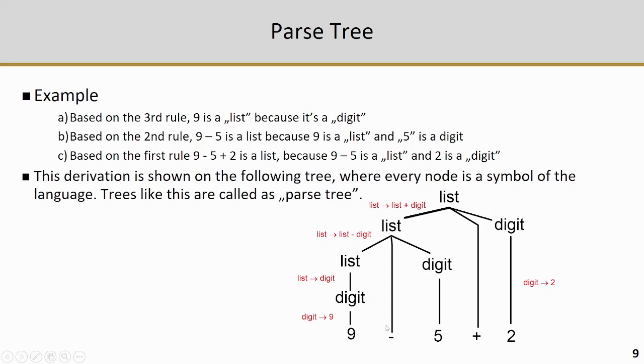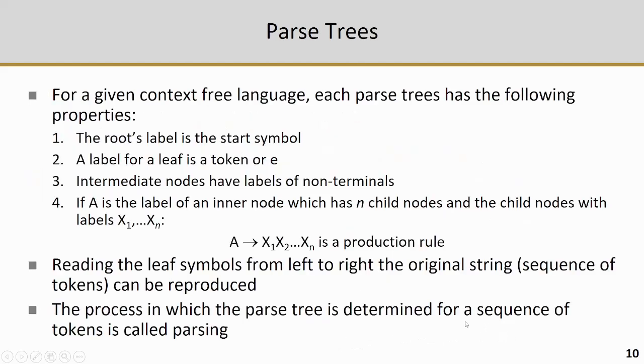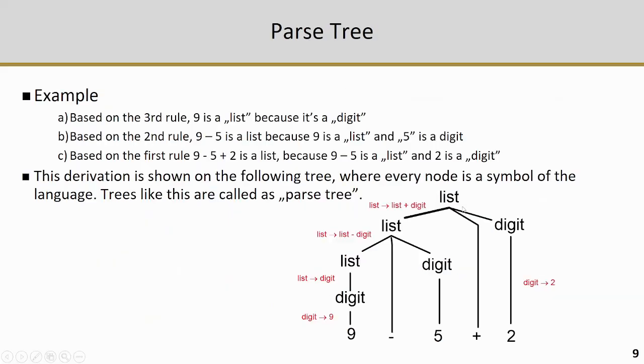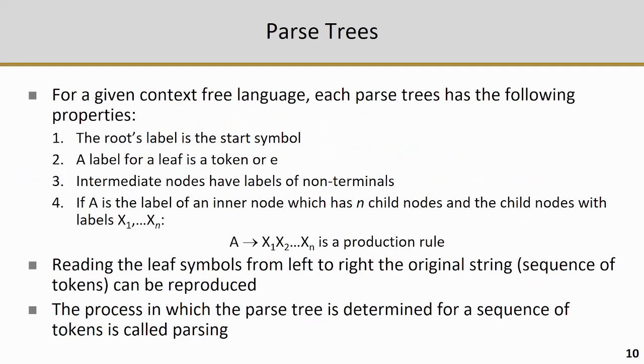And the tree is complete if we have only terminal symbols, so tokens at the leaves. Okay, this kind of application of rules and their representation in the parse is described in detail here. Finally, we get a so-called parse tree, which starts from the start symbol and finally leads to a sequence of tokens, where at each intermediate node a grammar rule is applied to get its children.